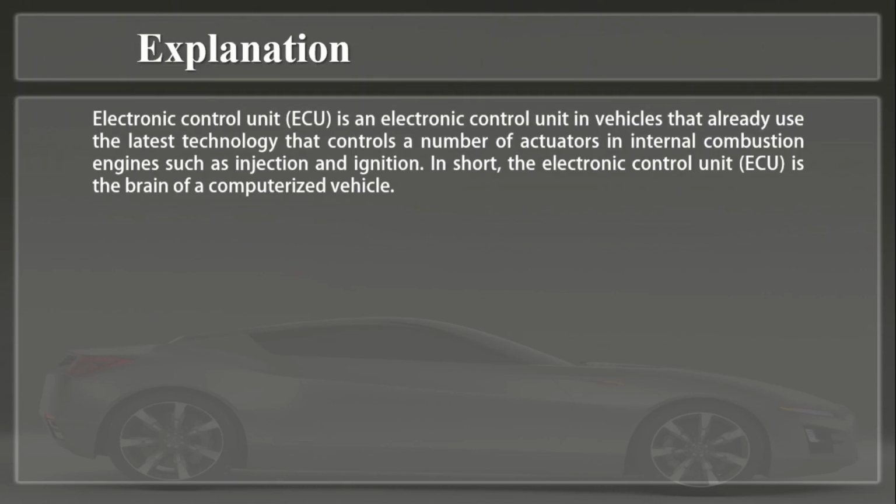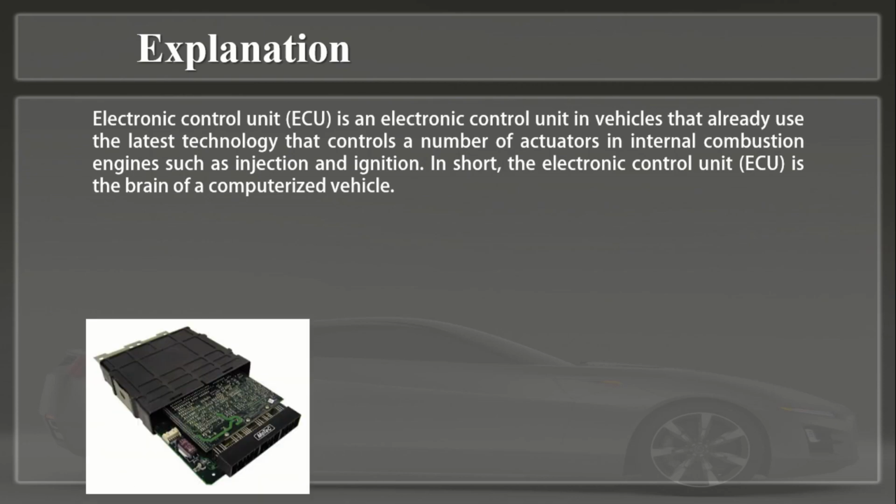Electronic Control Unit or ECU is an electronic control unit in vehicles that already use the latest technology that controls a number of actuators in internal combustion engines, such as injection and ignition. In short, the electronic control unit is the brain of a computerized vehicle. So, this ECU technology is only used in the latest vehicles. And the following are examples of ECU images.